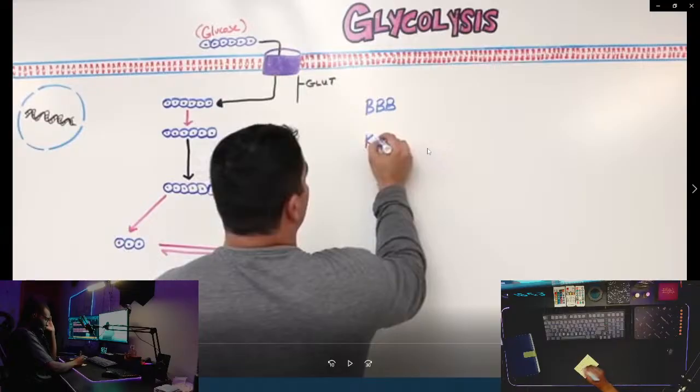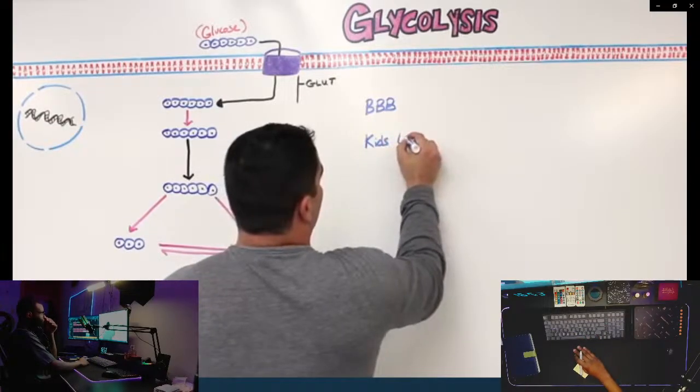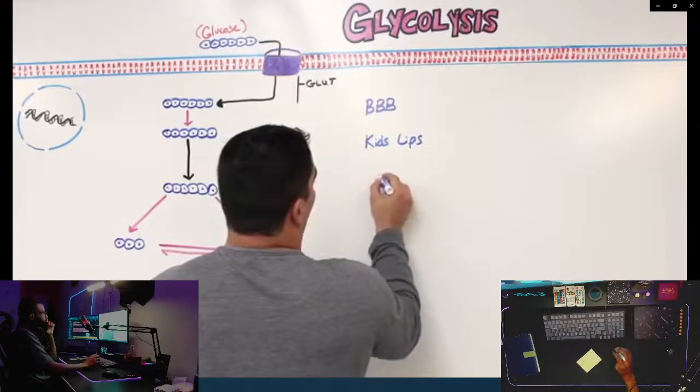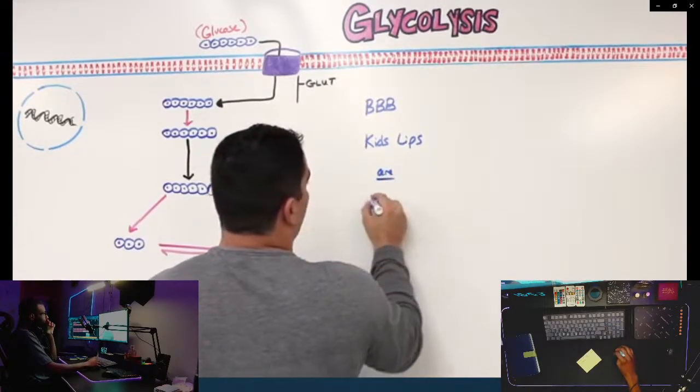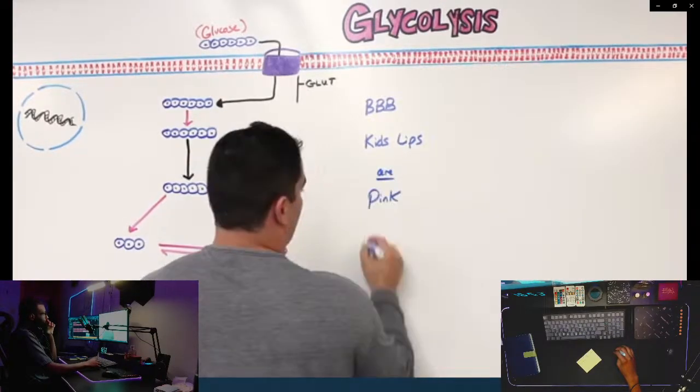So this is actually going to be for GLUT1. Blood-brain, this is going to be for GLUT1. Kids, lips is for GLUT2. Ink is going to be for GLUT3. And mother and father is going to be for GLUT4. So there are four types of glucose transporters. Now, what does each one of these things mean?